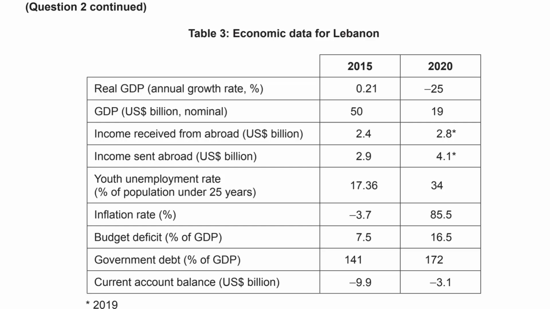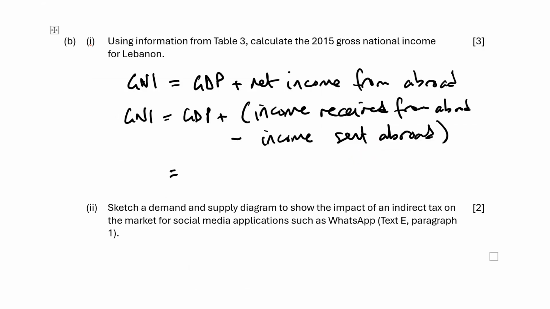So back to this table over here, we see that GDP is $50 billion in 2015. Then for the income received, we got 2.4 billion received, and then income sent we have 2.9 billion. So you can see we're actually sending more income overseas than we are receiving. So I'm going to plug these three numbers, 50, 2.4, and 2.9, back into our little equation. So here we've got 50 billion for GDP plus now the income received was 2.4 minus the income that was sent was 2.9. That's going to be equal to 49.5 billion.